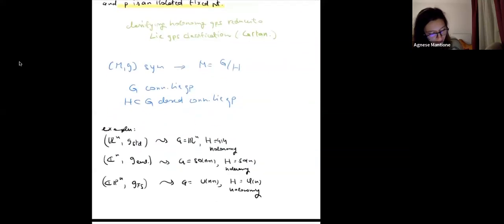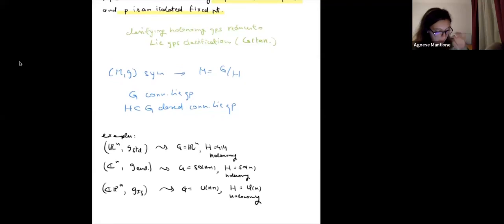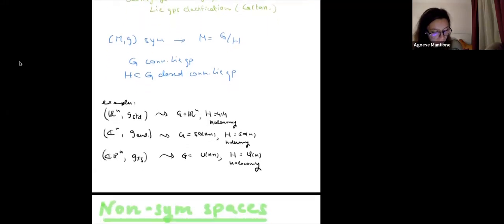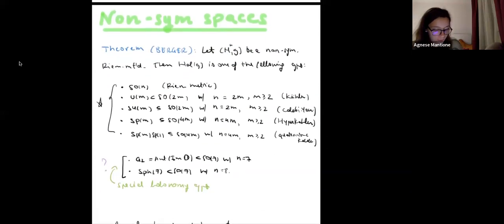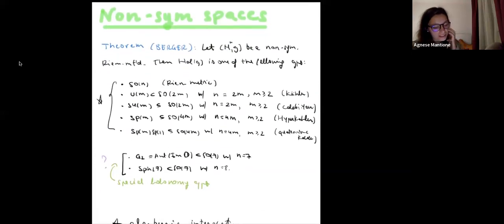Okay, so some examples of symmetric spaces that probably everyone knows about are the Euclidean space with the standard Euclidean metric, the complex space, and for instance, the complex projective space, but also the hyperbolic space, and in general, just, yeah, homogeneous spaces.